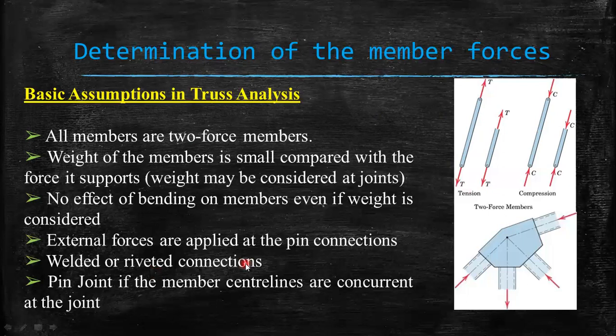And we can say one particular joint is a pin joint if the member center lines are concurrent at the joint. So this is one member, this is one member, this is one member, and this is another member. As you can see, the center lines of all these members, member 1, member 2, member 3, member 4, are all coming to one particular point. That is, the center lines of those members are concurrent. In that case, we can say that this particular joint is a pin joint.